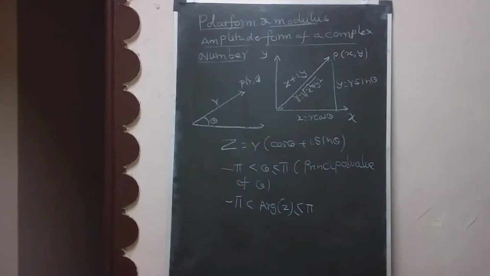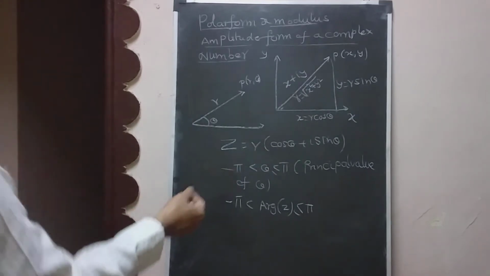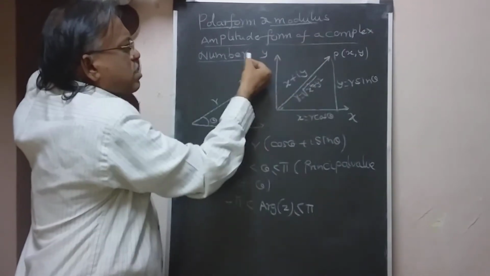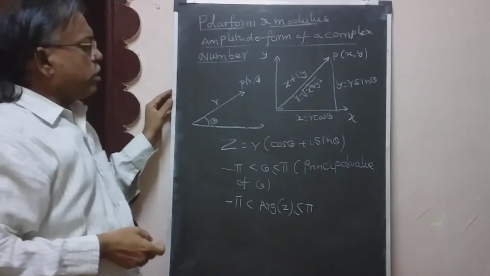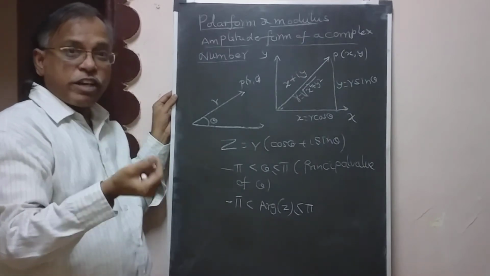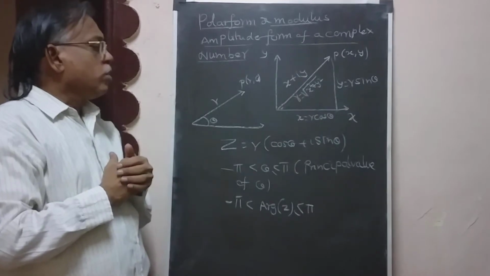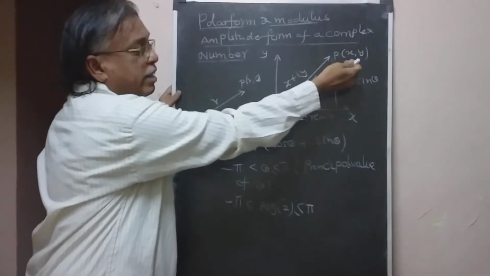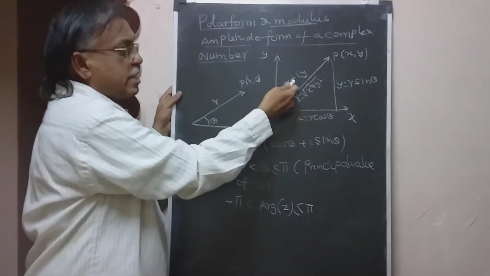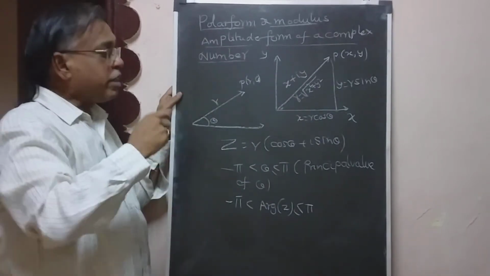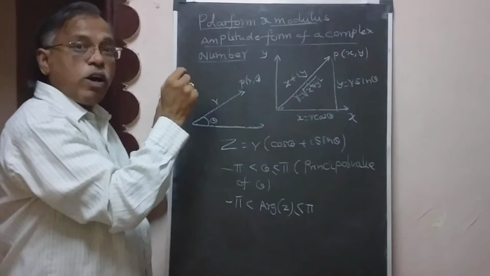Okay, students, in this video I am going to explain the polar form or modulus amplitude form of a complex number. That means if a complex number is given as z, which is nothing but x plus iy, generally you can represent it by using the rectangular coordinates, for example the point x comma y. Previously we studied that z is x plus iy and it is represented in the orthogonal plane as a point x comma y.